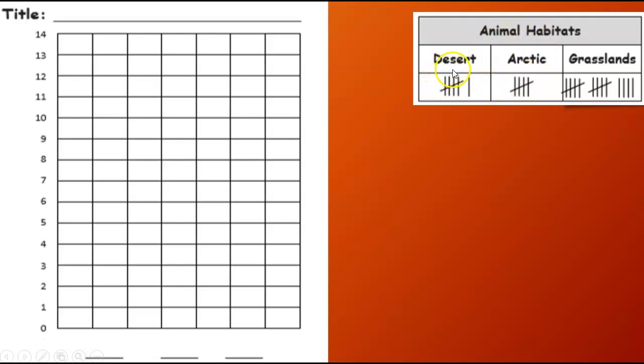So the first category is desert. So let's write that down here at the bottom on this line. Desert. What's the next one? Arctic. So let's put that down here. And the next one is grassland, and we're going to put right here. Okay, and the title of our graph is Animal Habitats. So we're going to put it right here where it says title, Animal Habitats. That way, if somebody's looking at our chart, they know what they're looking at. They know that they're looking at animal habitats.